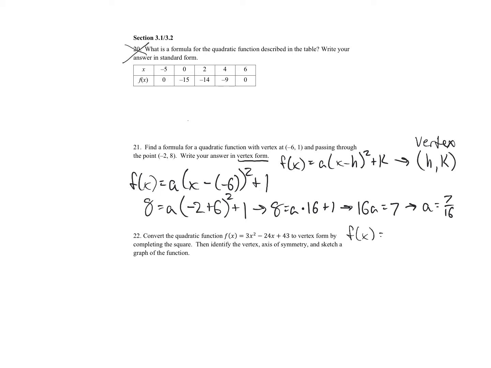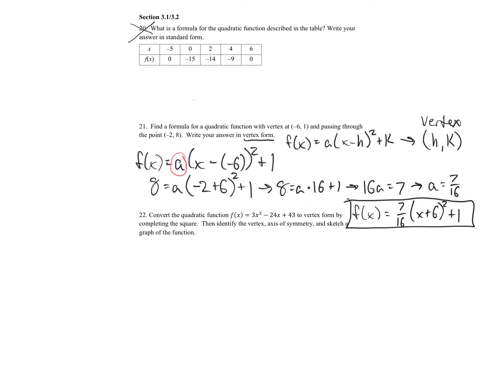So all in all, our solution for question number 21 is f of x. Now we know what our a is. That was our missing variable in our equation before. If we look back and notice, we don't know a, but otherwise that would be an acceptable formula. So that's what we found here. So f of x equals 7/16 times (x plus 6) squared plus 1. And that is your solution for that problem.